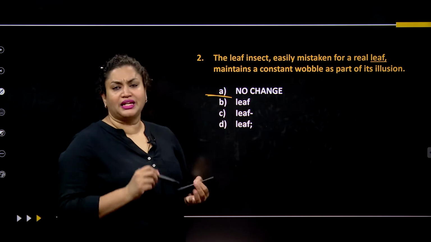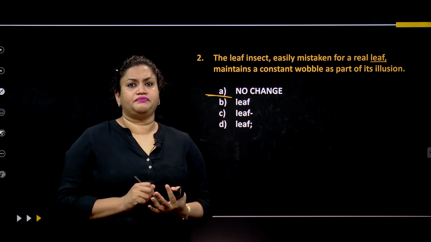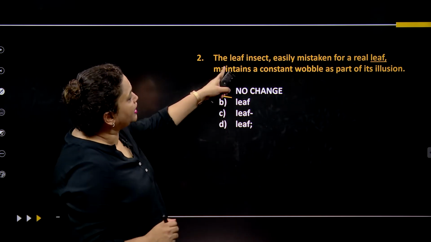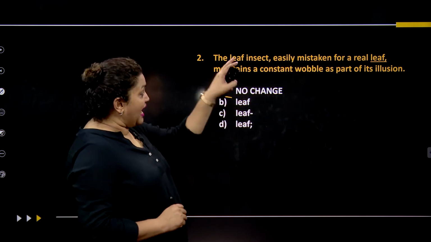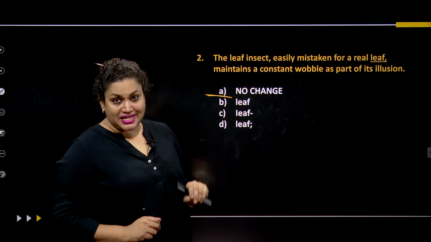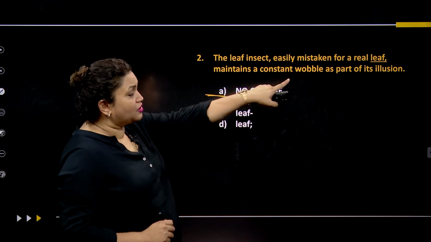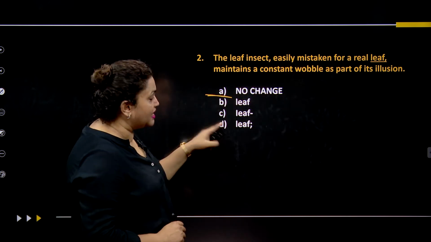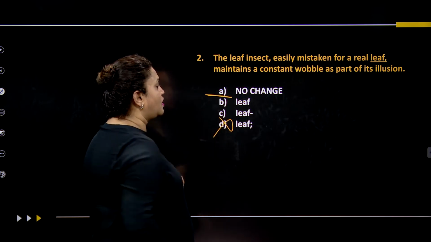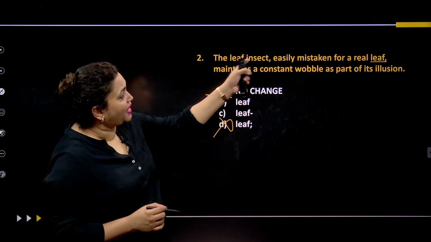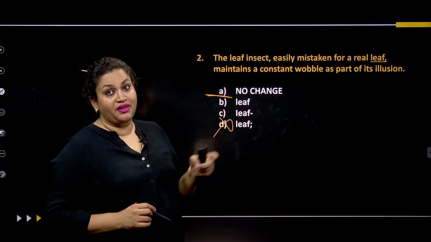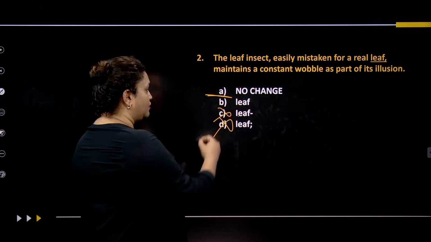Just "the leaf" cannot suffice, because we are talking about the leaf insect and we have an aside, and again we are talking about one more aside. Therefore a comma is enough. Therefore we don't need a semicolon, so this does not go. "Leaf and dash" does not go, because we are talking about the main thing and we are giving an aside, so this also will not go.